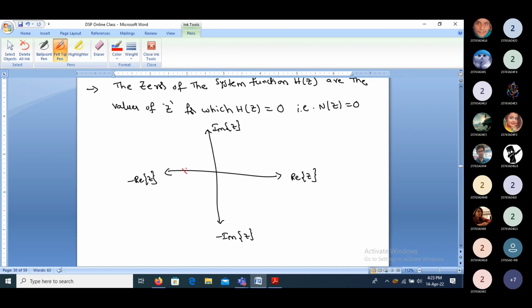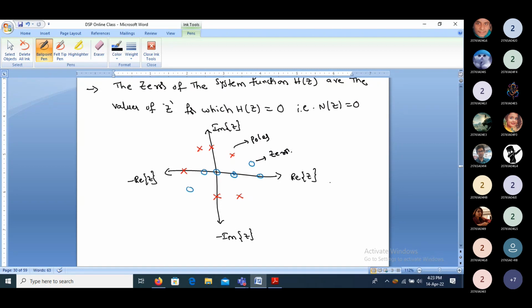Poles are always marked by cross marks. These are the poles mark. The poles may exist at any place in the pole-zero plot, and the zeros of the system function are always marked by a zero, nothing but a circle, like this one. So this is the poles representation. This is the zeros representation. So this is the pole-zero plot.